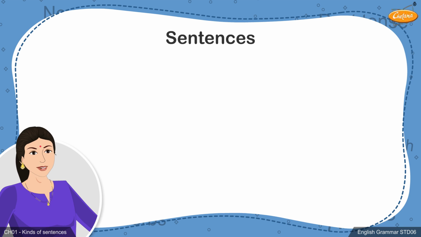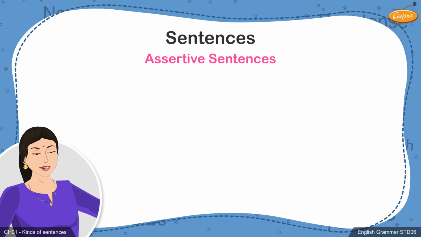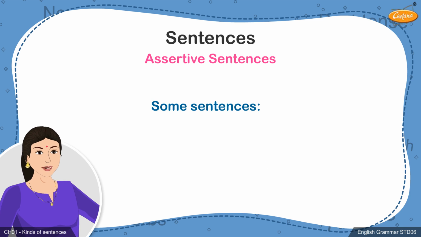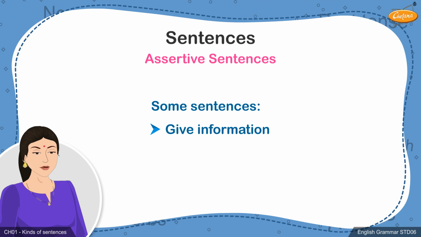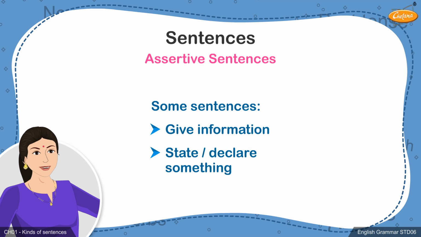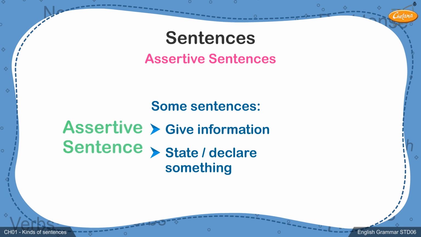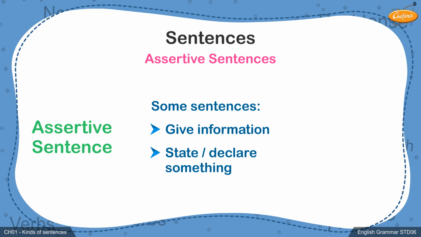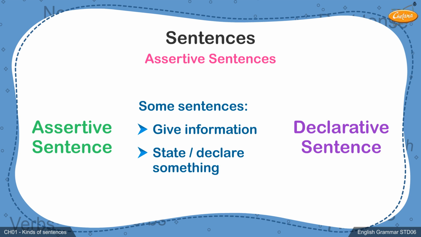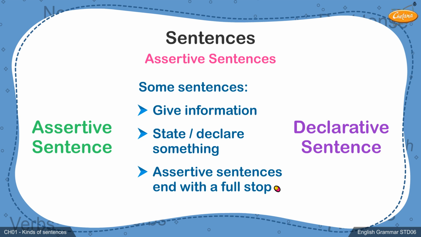Let's start by learning all about assertive sentences. There are some sentences that give simply some information or even state or declare something. Such sentences are called assertive sentences. Since such sentences are used to declare something, these are also called declarative sentences. Assertive sentences end with a full stop.